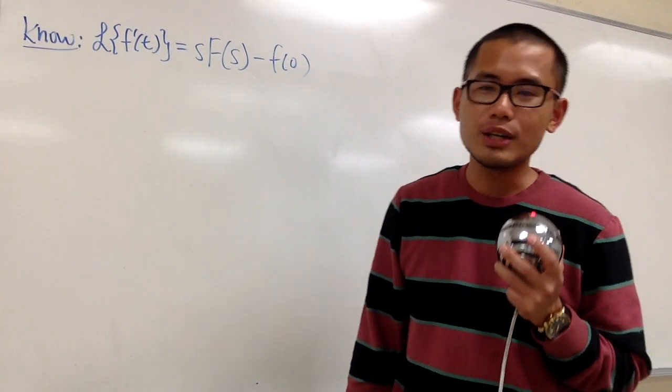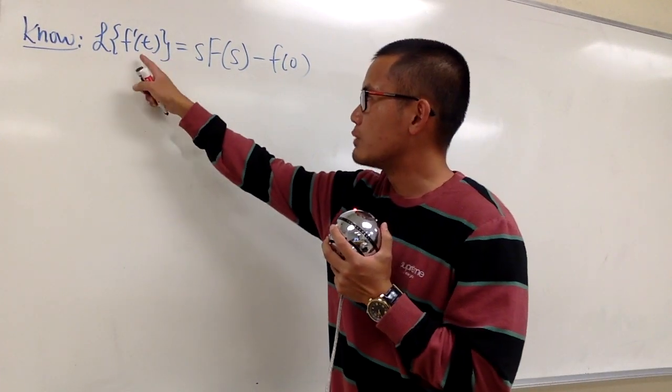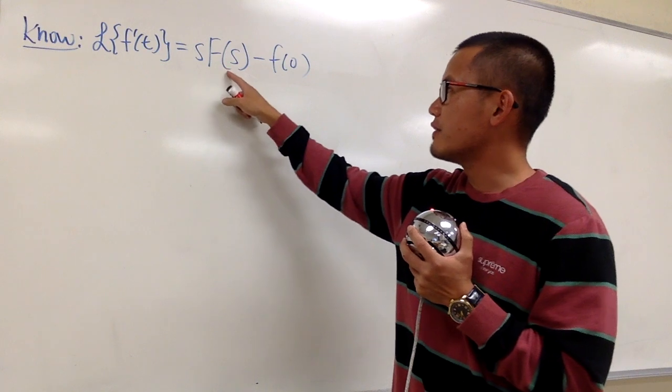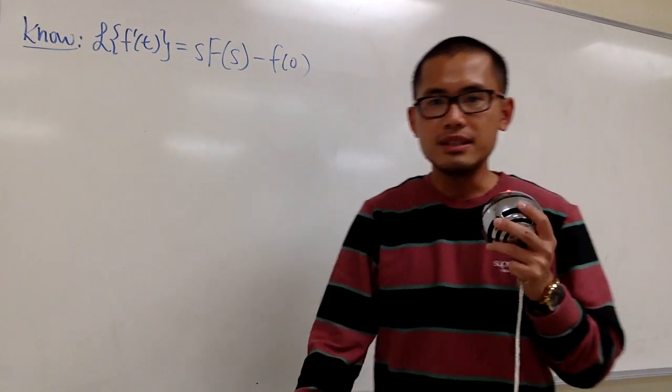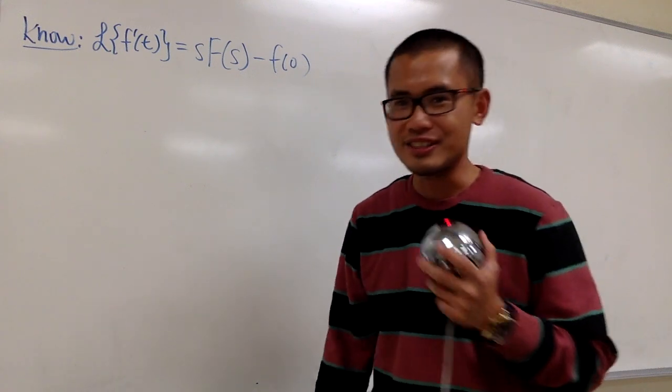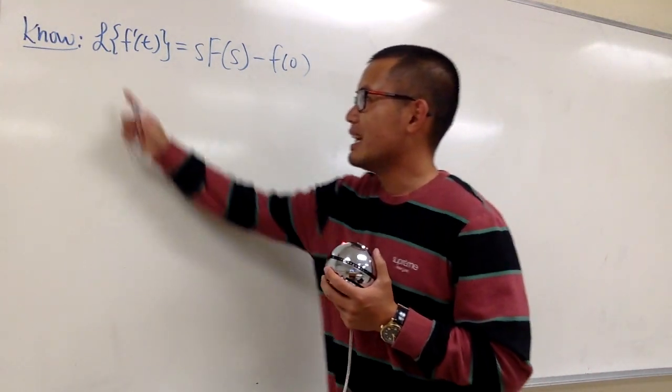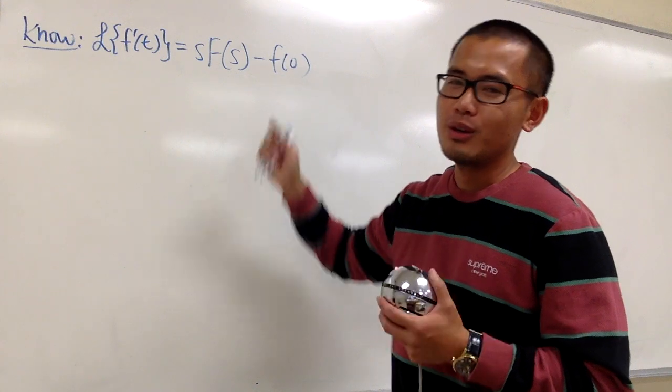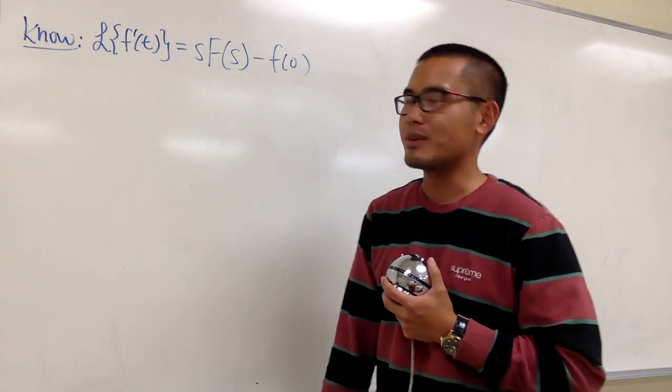Okay, in the previous video, I showed you guys that the Laplace transform of f prime of t is equal to s times F of s minus f of 0. In this video, I'll show you guys what's the Laplace transform of the second derivative. So check this out. But before I do that, let me rewrite this into another form for you so we can mix and match much better in a second, right?